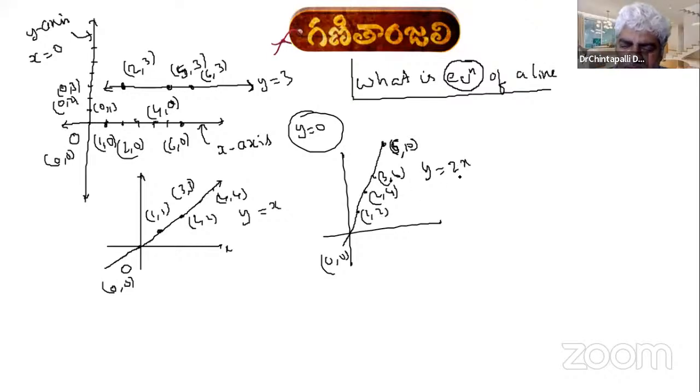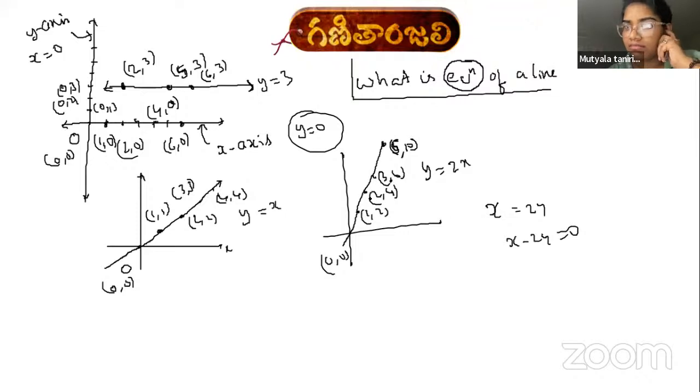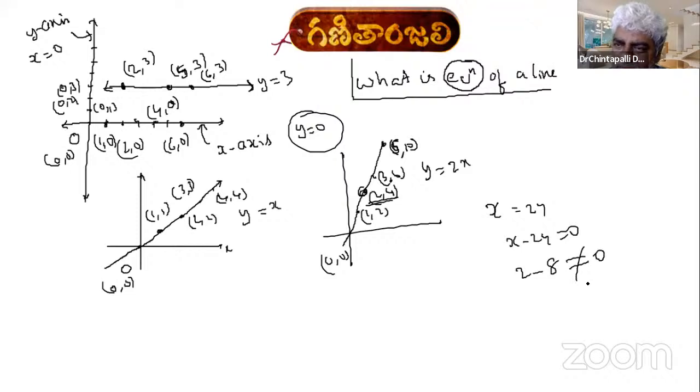Isn't it x equals 2y, sir? No, because the y values are double. Just wait. As you told, x is equal to 2y. Let us have a look at it. It means x minus 2y is equal to 0. Agree? Yes, sir. For example, take this point 2, 4. Plug it in: 2 minus 8. Is it equal to 0 or not equal to 0? Not equal to 0. So 2, 4 is on it? No. So it's not the equation having these points.